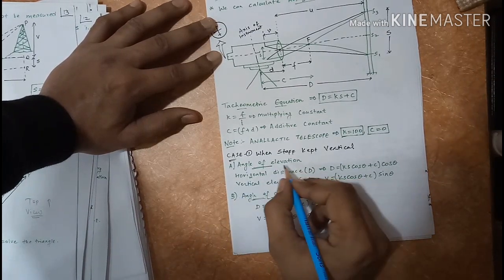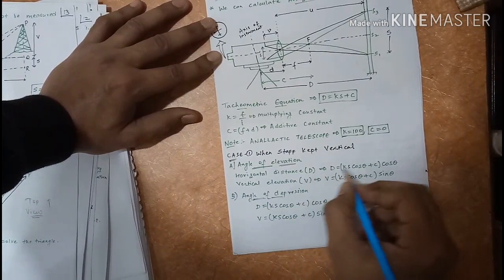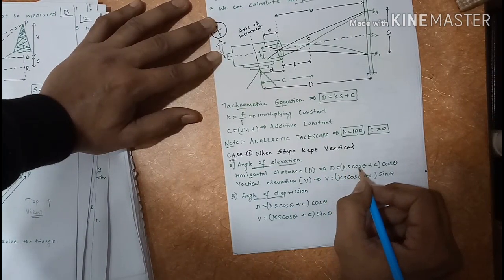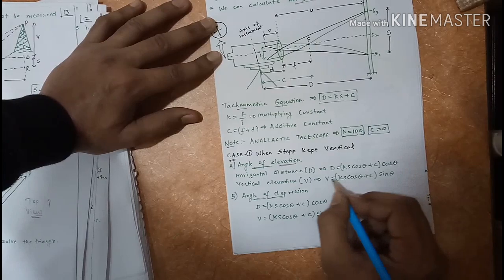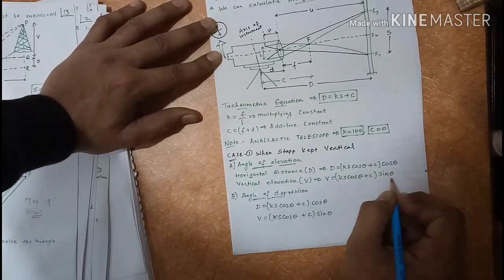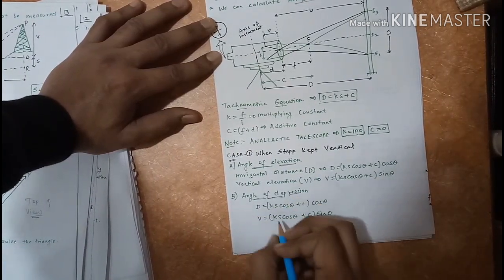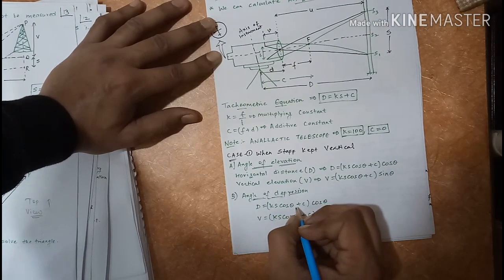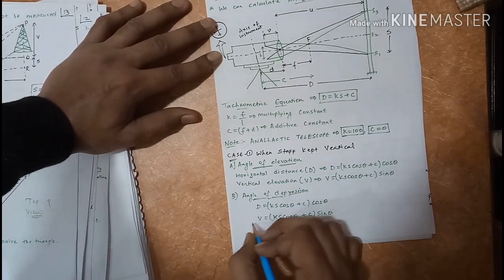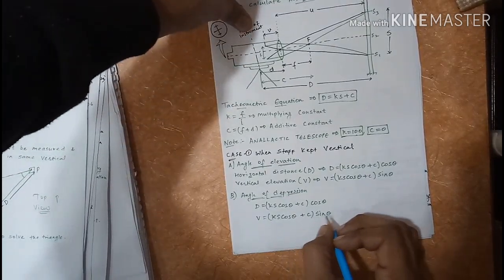Horizontal distance for the angle of elevation: D is equal to Ks cos squared theta plus C cos theta. V is equal to Ks sin theta cos theta plus C sin theta. For the angle of depression, D is equal to Ks cos squared theta plus C cos theta. V is equal to Ks sin theta cos theta plus C sin theta, same.